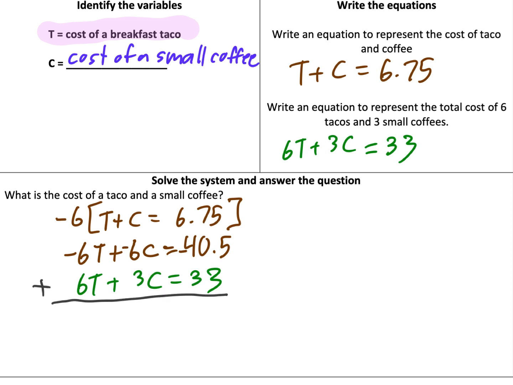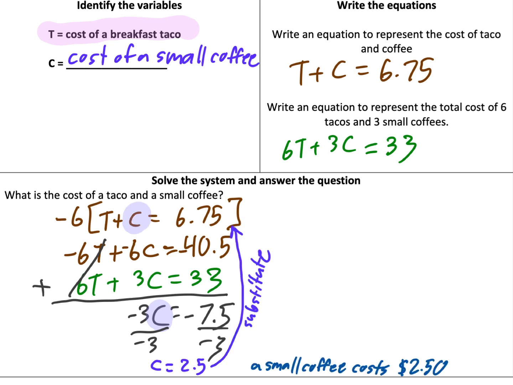Now let's try adding our 2 equations. Negative 6t and positive 6t cancel out. Negative 6c and positive 3c add together to give you a negative 3c. Negative 40.5 plus 33 is negative 7.5. Now we want c by itself, and right now we are multiplying c by negative 3, so we need to divide both sides by negative 3 to get c by itself. That means that the cost of a small coffee is $2.50.